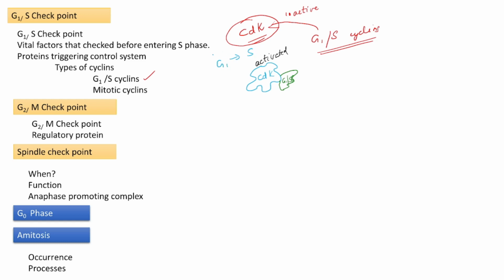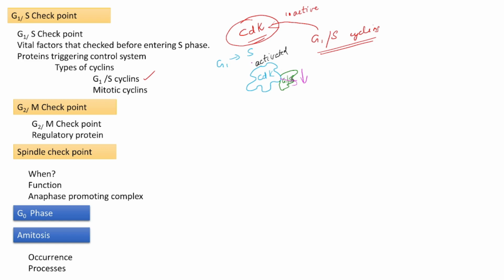And as the cell proceeds from G1 to S phase, this signal is no more required. Because of that, the level of this cyclin will reduce. As its concentration dwindles, it separates. It dissociates from this CDK, and the CDK loses the ability to give further signal.